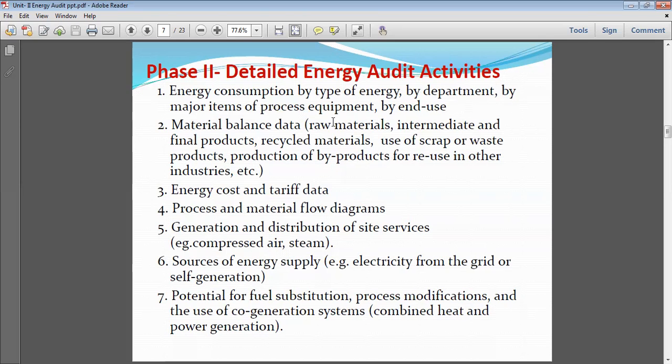So in the detailed energy audit, we have to separate the electrical energy as well as the thermal energy.